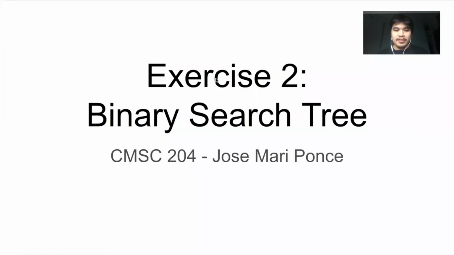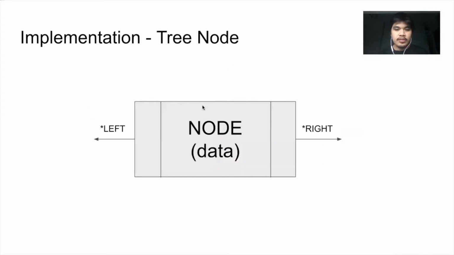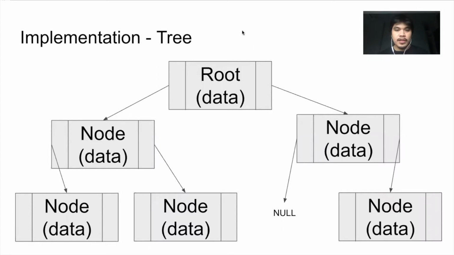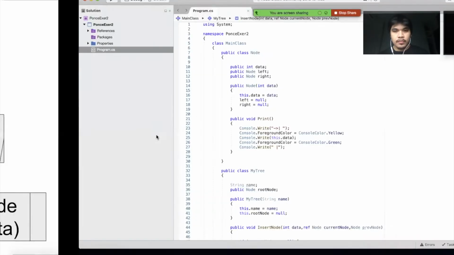Hi, in this video, I'm going to show you my implementation of a binary search tree. In here, I used a linked list data structure, and my node will have 2 pointers, the left and the right. My tree will have a reference to the root node. Then all the supporting nodes will just be interconnected based on the 2 pointers.